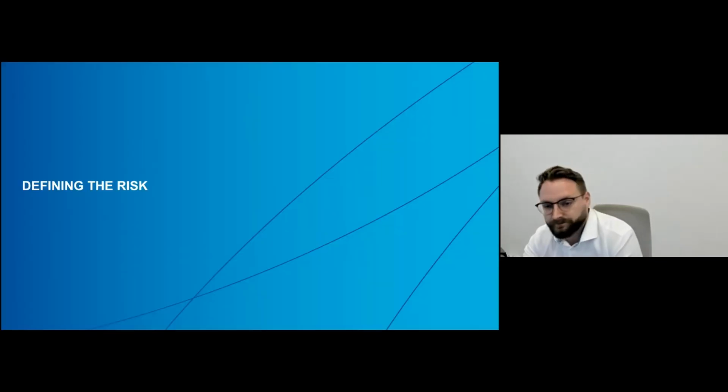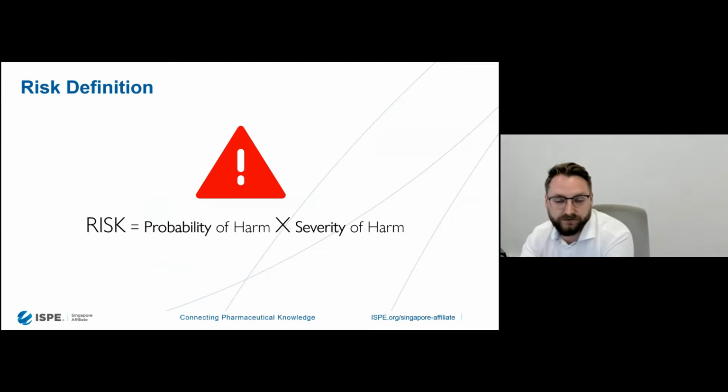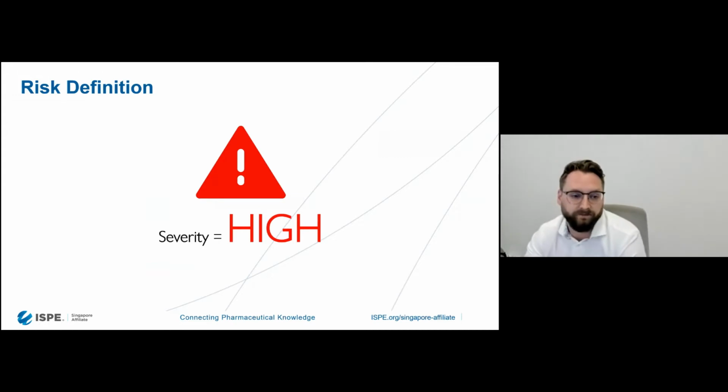Okay. So as far as risk when it comes to aseptic filling, the risk is equal to the probability of harm multiplied by the severity of that harm. So how likely an event is to occur multiplied by the impact it will have. For aseptically filled products, the severity is very easy to define. The severity is always equal to high.